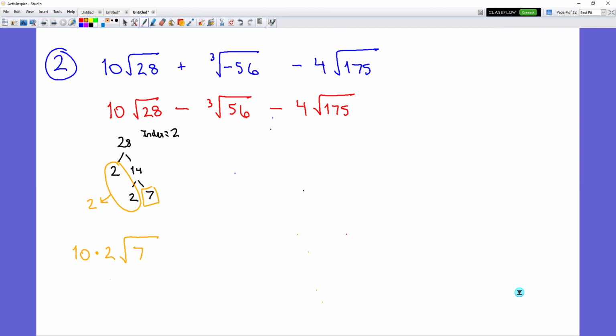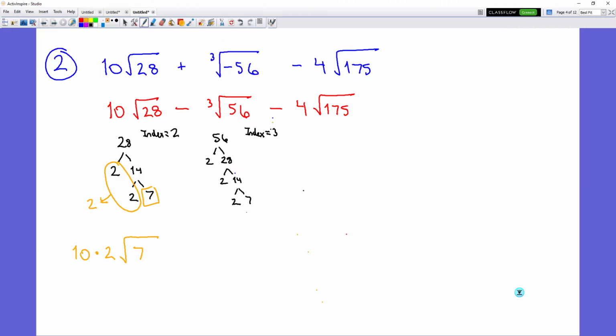The next thing we'll do now is do the cube root of 56. Well, the cube root of 56 means that we have an index of 3, and that means I'm going to now do a factor tree for 56. So we're going to have 2 times 28. We're going to have 2 times 14 for 28. Then we have 2 times 7 for 14.